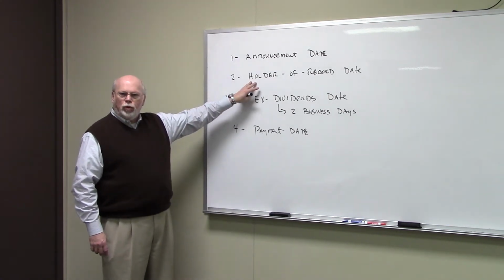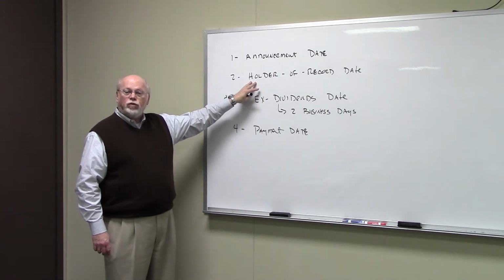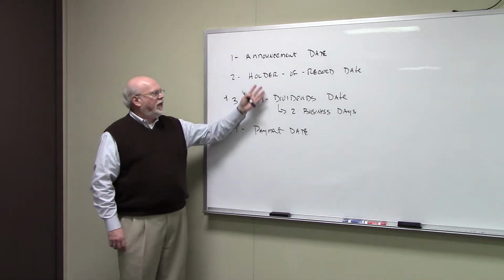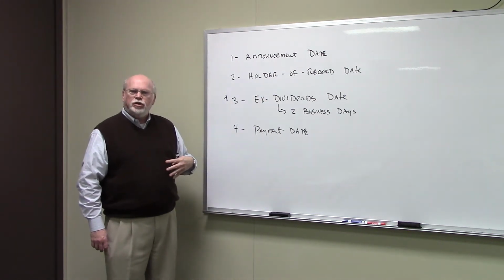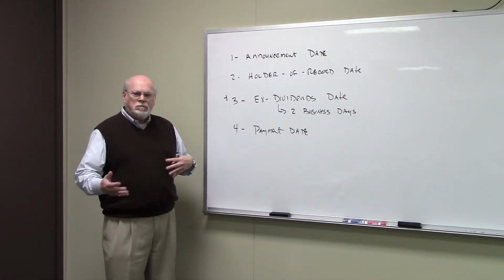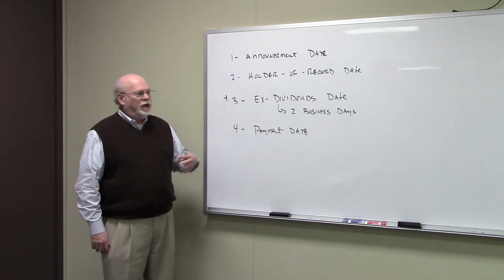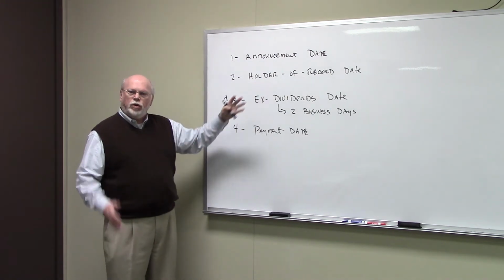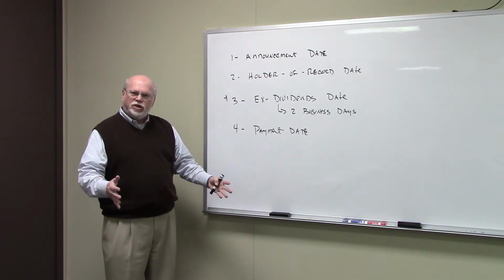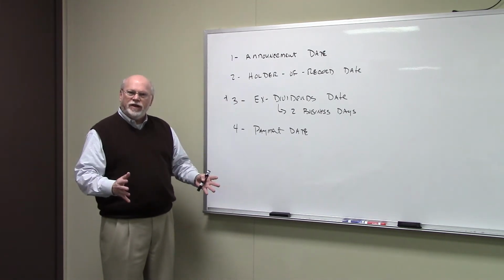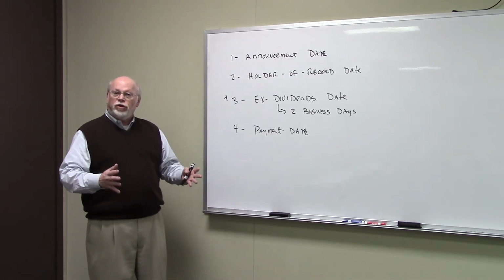The board will also tell you what the holder of record date is. So they might announce the dividend on August 1st and say that we're going to pay dividends to people who own the stock on September the 4th. And that would be called the holder of record date. So on September the 4th, the company is going to see who owns the stock of the company, and whoever that is, that's who's going to get the dividend. That September 4th date is indeed the holder of record date.